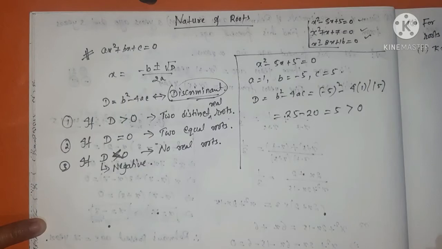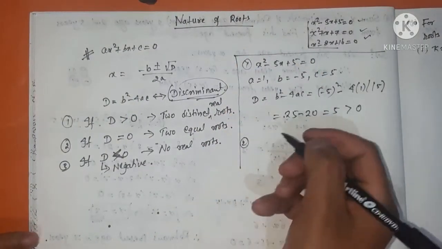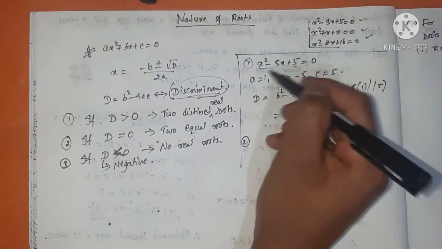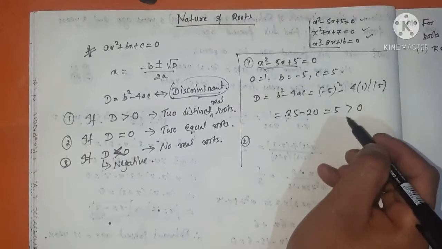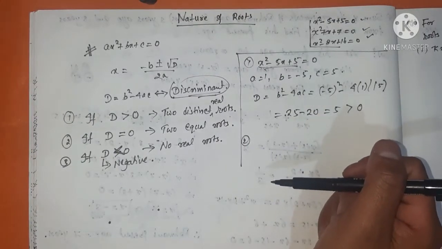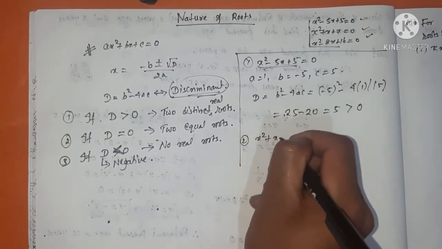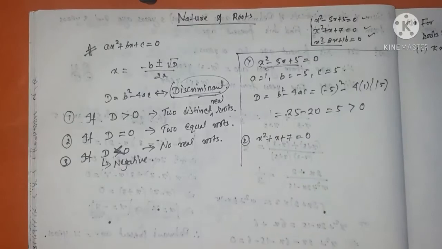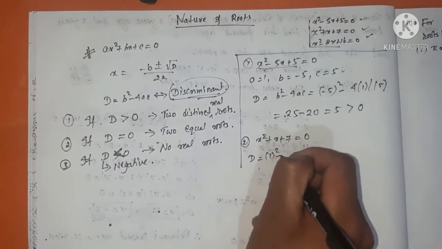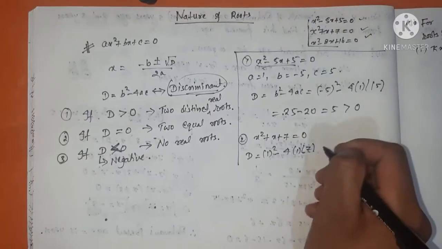That was number 1. If the question is to write the nature of the roots of this quadratic equation, then d is greater than 0. Therefore, it has two distinct real roots. Suppose you have the equation x square plus x plus 7 equals 0. Now what will be d? b square. What is b? b is 1, right? 1 square minus 4 into a is 1, and 7 is c.